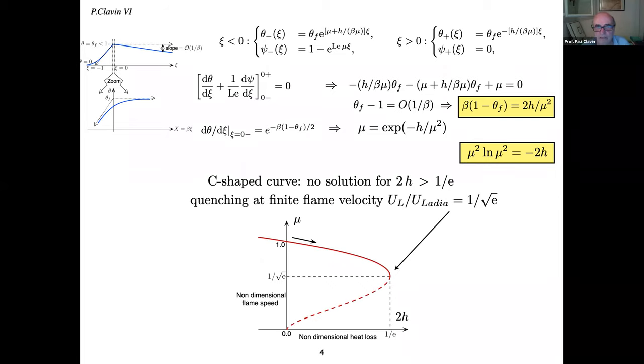So now, this equation has a turning point in such a way that when H is larger than a given quantity of order unity, there is no more solution. So when H equals zero, the adiabatic solution is mu equal one. When you increase the heat loss, the flame speed decreases, and there is no more solution when the rate of heat loss is sufficiently large. And this is what we call thermal quenching. The flame cannot propagate.